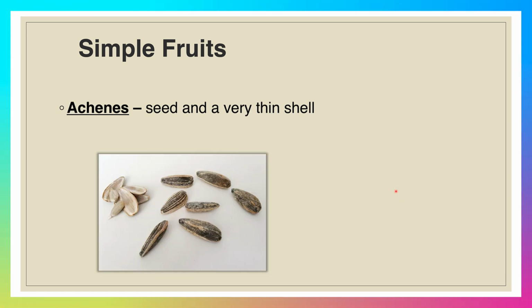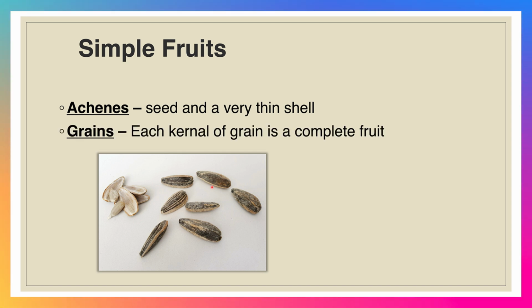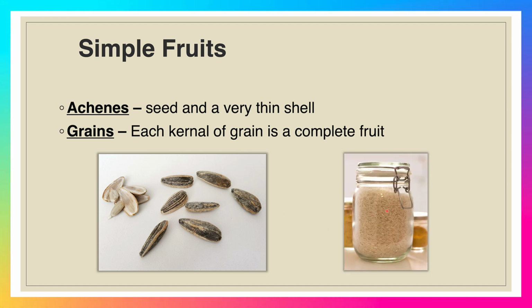Now, an achene is very similar to a nut. And the only difference between an achene and a nut is the thickness and toughness of the shell. An achene has a much less tough shell than a standard nut. These are sunflower seeds, which have achenes, but these are very easily cracked with your fingers, whereas a lot of nuts you cannot crack with your fingers. And then grains are kernels of food, and it's kind of interesting because each of these rice kernels is actually a complete fruit.